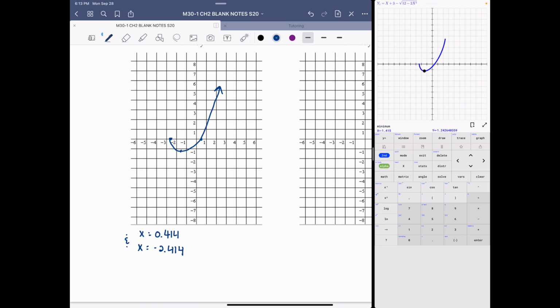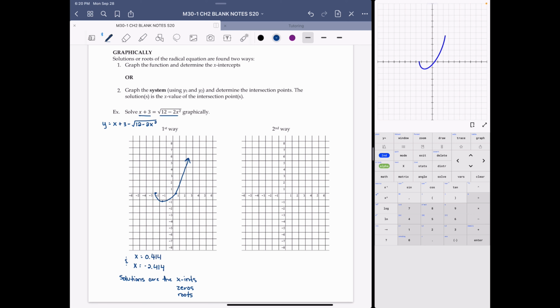Let's write a note here. When we use method 1 for solving graphically, our solutions are the x-intercepts, which are also called the zeros, and the roots. Let's do the second method now.